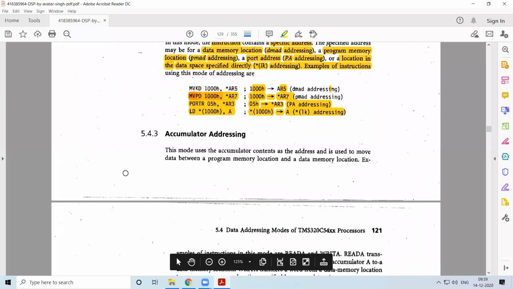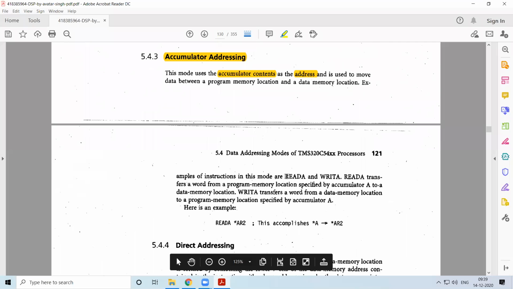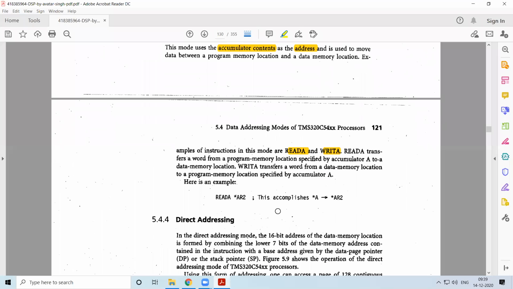Okay. So coming down to the next one, that is accumulator addressing. Here the accumulator contents themselves act as the address. They will be used as the address. This will be utilized for movement of data between the program memory locations and the data memory locations. For example, here we have READA and WRITA. These instructions will be utilizing the accumulator contents as the address. So this is what will be happening.